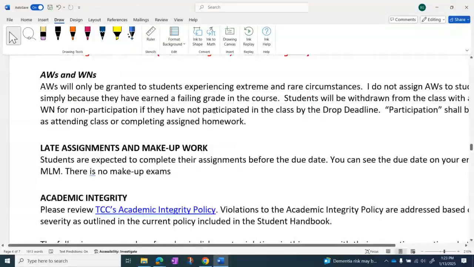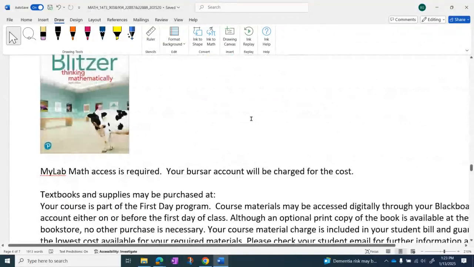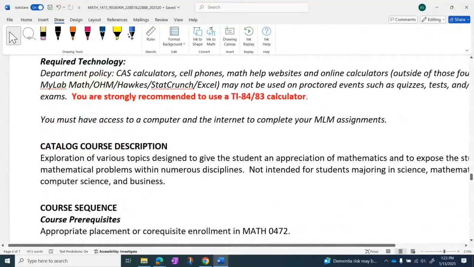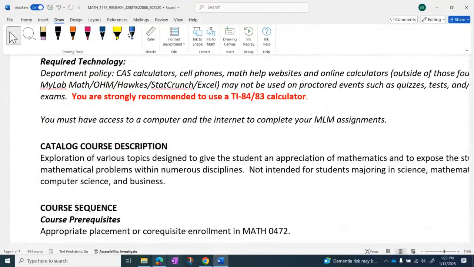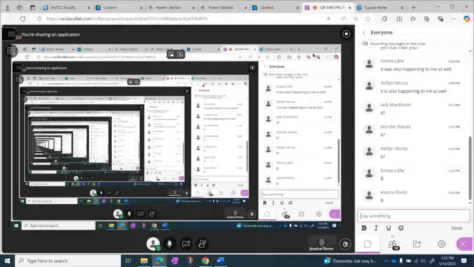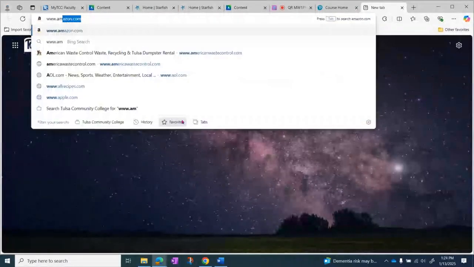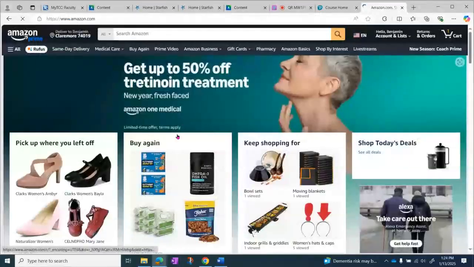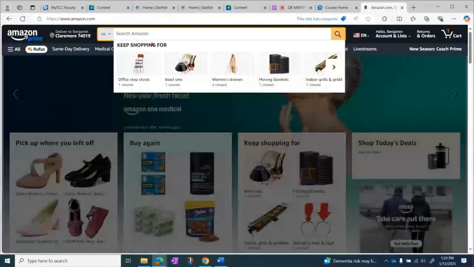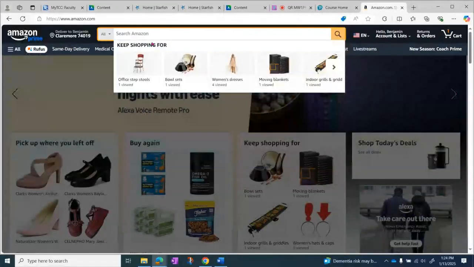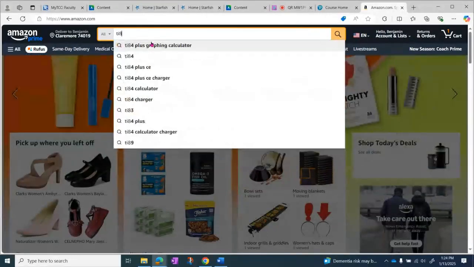Calculator. You need a calculator for this class. I strongly recommend you have a TI-84 or TI-83 calculator. What does a TI-84 or TI-83 calculator look like? You can look at Amazon. I know it's expensive, so that's why in my syllabus I did not write that a TI-84 calculator is required. Instead, I say strongly recommend.